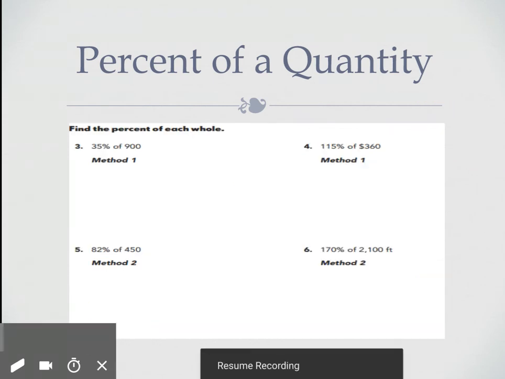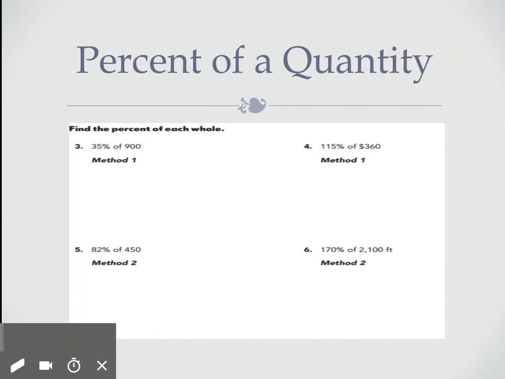Okay, so I'd like you to try number 3 through 6 on your own. Try both methods. So in number 3 and number 4, try method 1. And then number 5 and number 6, try method 2. And then you should be able to decide which one you like better. But when you're finished, come back and check your work. I'll have the answers here waiting for you.